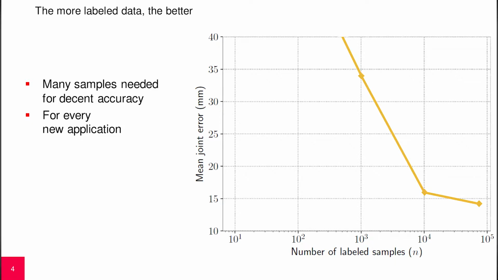You will not be surprised that the more labeled data you have, the lower your error, the better your accuracy gets. So here in this example for hand pose estimation, a state-of-the-art model achieves reasonable results if you go towards 10,000 to 100,000 labeled examples, of course.